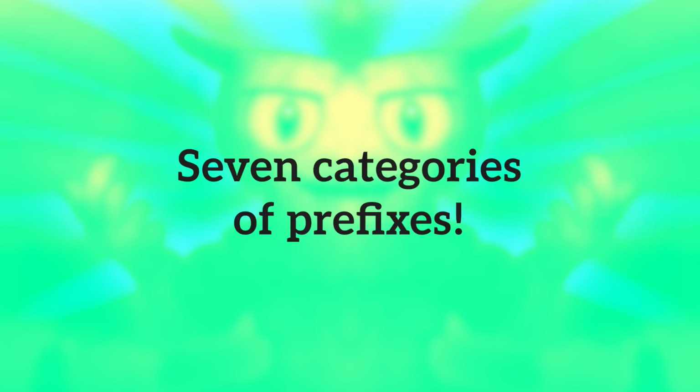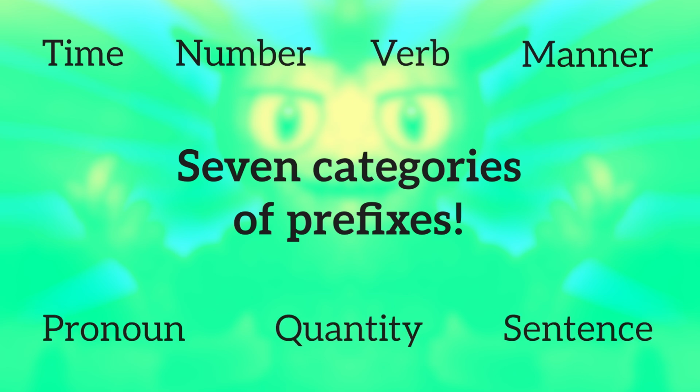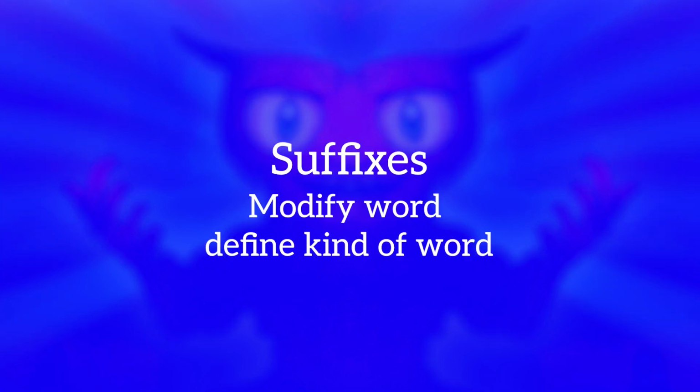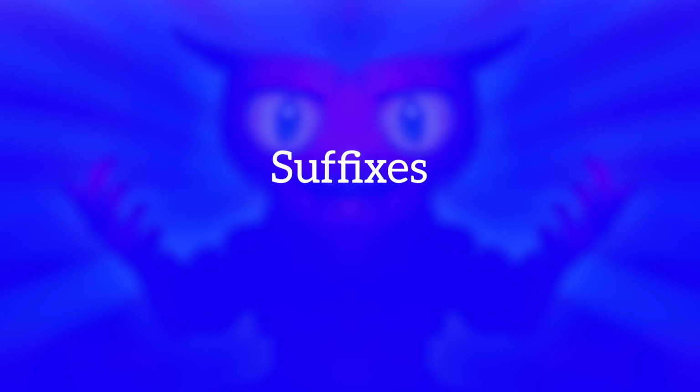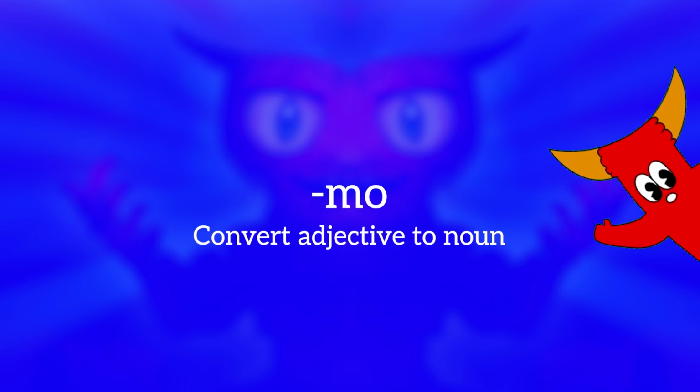There are 7 categories of prefixes, and they will be explained in several videos. The suffixes are used to modify words and their meanings. They can also be used to determine the kind of word. N is the suffix for adjectives. Mu is the final suffix that converts adjective to noun, which makes a combined suffix, aénmo.